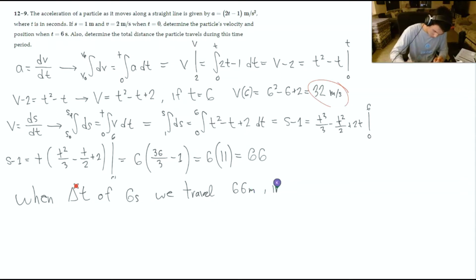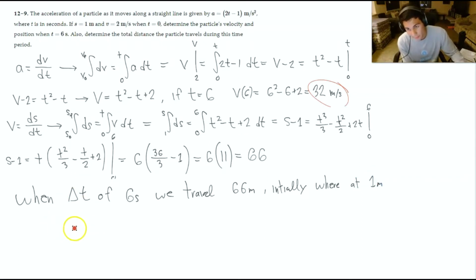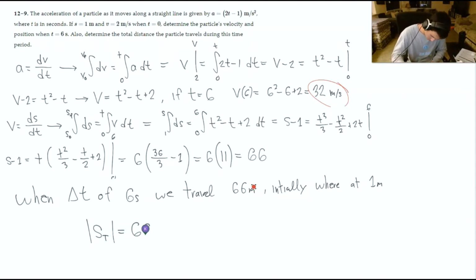And initially, I'll just say we're at 1 meter. So we started at 1 meter. So the total distance traveled during this time is 66 meters. We write this as s_T, the total distance traveled, is 66 meters.